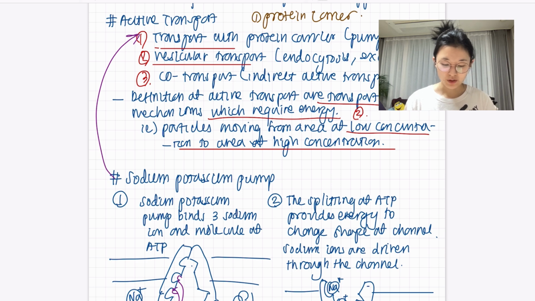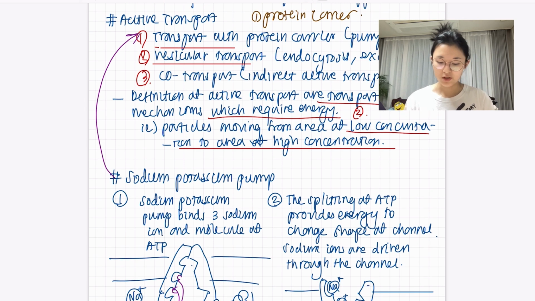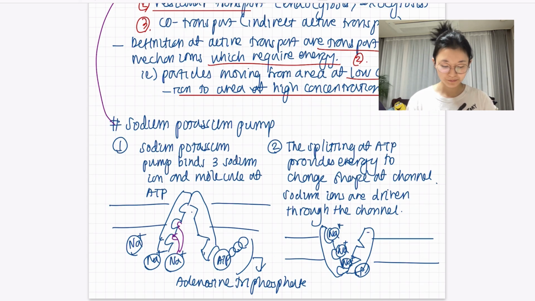The second type of active transport that we're going to look at is vesicular transport, where we have endocytosis or exocytosis of specific materials entrapped within vesicles, moving across the membrane either into the cell or out of the cell. The last type is co-transport, which is a type of indirect active transport. Pretty much the definition of active transport is any type of transport mechanism that requires energy. So particles moving from an area of low concentration to an area of high concentration would also be a case of active transport, as it requires energy.